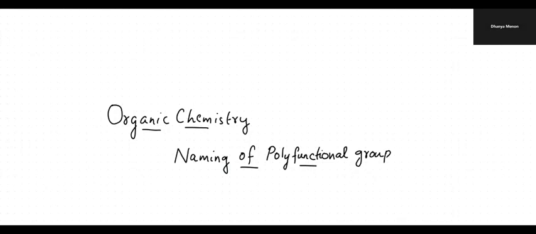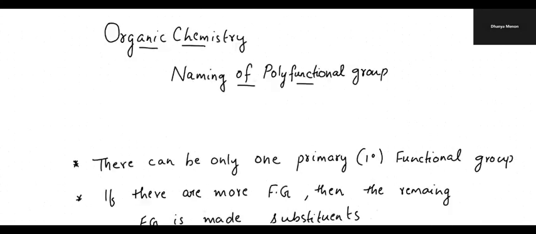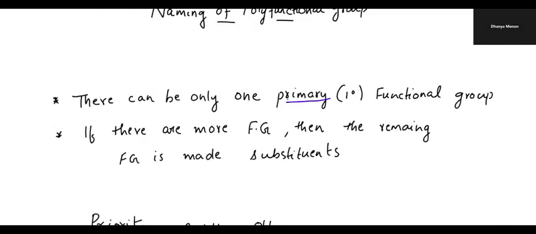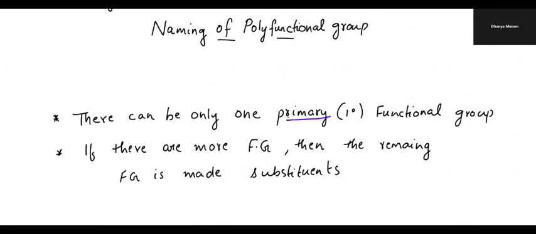Okay, so first of all, I want to tell you a rule that any carbon chain can have only one primary functional group. There can be many functional groups, but only one of them can be the primary functional group. So if there are more than one functional group present, then one will be the primary functional group, and the remaining functional groups will become the substituent.